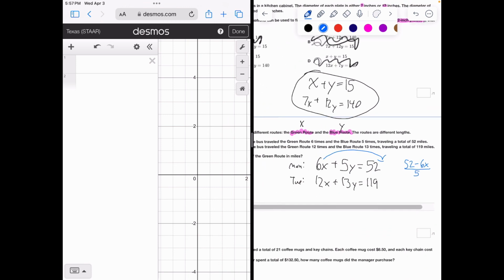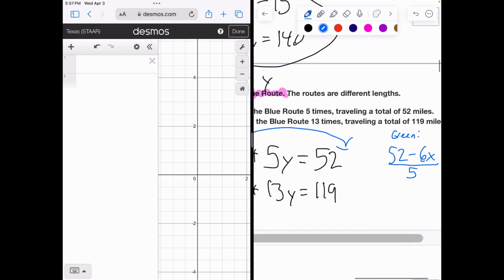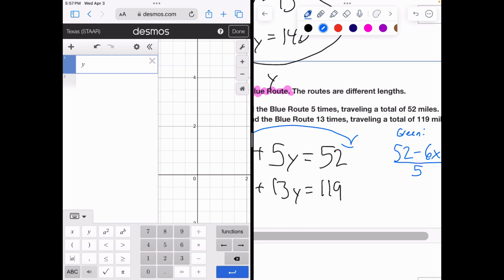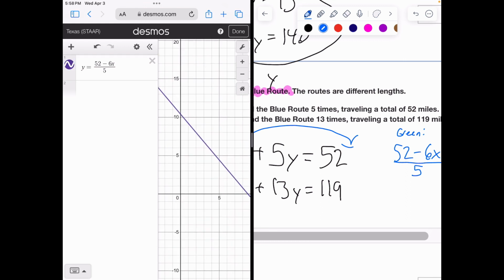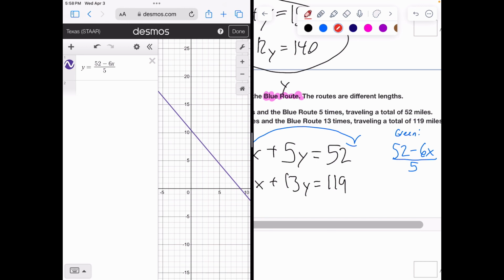So for the green route, I should have done this in green, but so this is the green route. I'll just write it. 52 minus 6x over 5. Type that into Desmos. 52 minus 6x. Put that over 5. Gives me the first line right over here. I know it's graphed because I see that purple line right there. Might have to zoom it out to see it, and there it is. Now I'm going to do the blue route, which I'll do ironically in red.